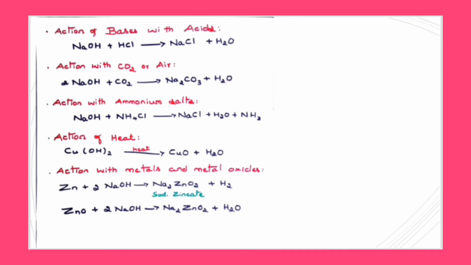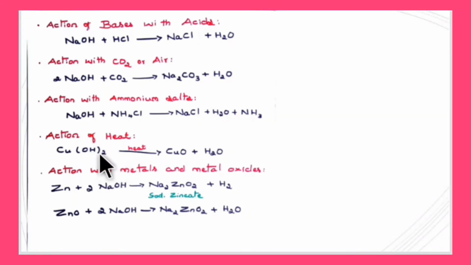Moving to the next one. Action with ammonium salt. Whenever I say this heading, it is understood as the action of bases. How do they react with ammonium salt? NaOH, again the same example, plus NH4Cl, gives us NaCl, sodium chloride, plus water plus NH3. On warming with ammonium salt, the alkalis liberate ammonia gas, which has a pungent smell. Ammonia gas is released along with water and sodium chloride.